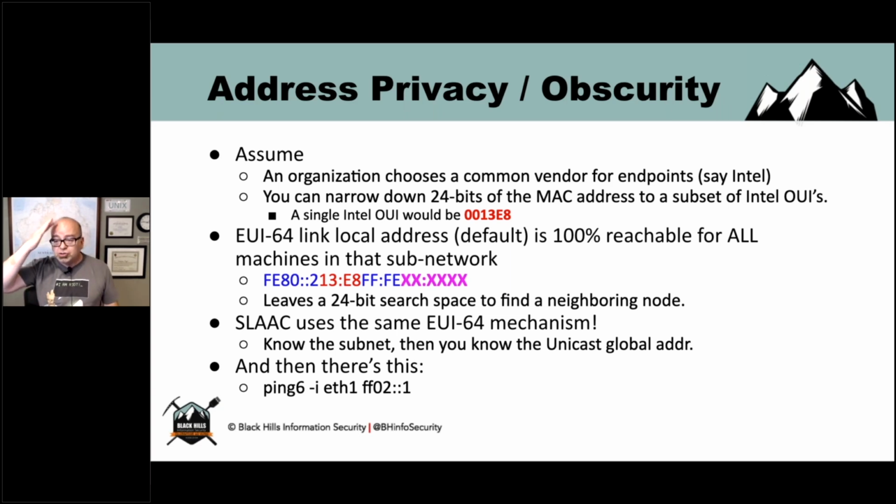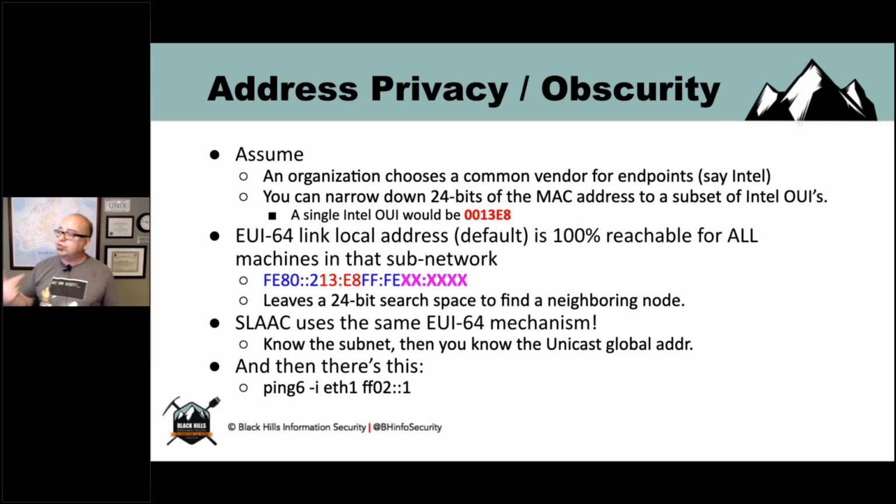Well, in a v6 world, you automatically know that the bits in the link local address are going to have FE80, 213, E8FFFE in there because of that NIC. You automatically know this, okay, if that organization chooses that particular network card, meaning there are only 24 bits remaining to find a neighboring node in the link local scope address space, okay?